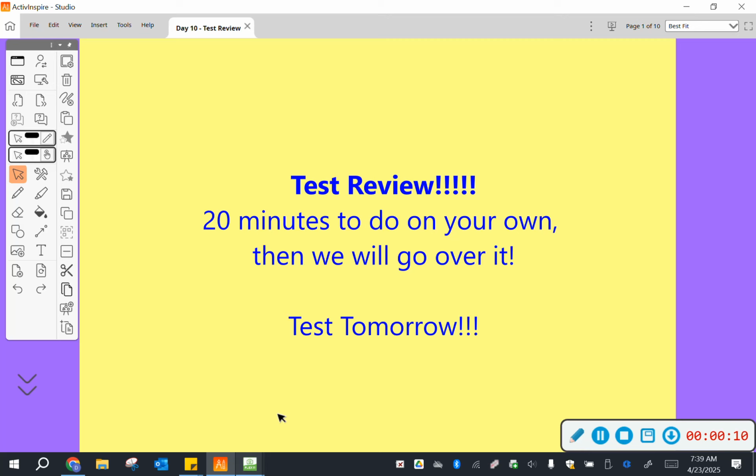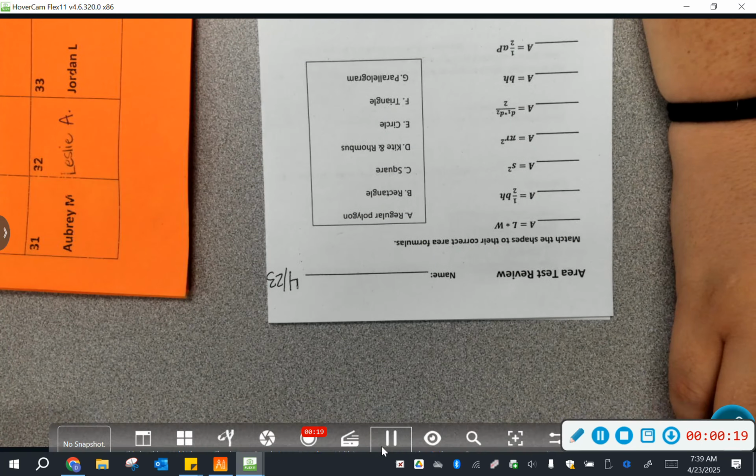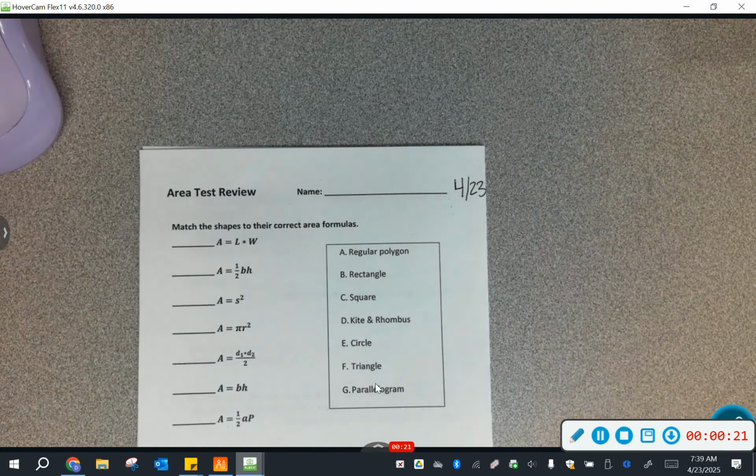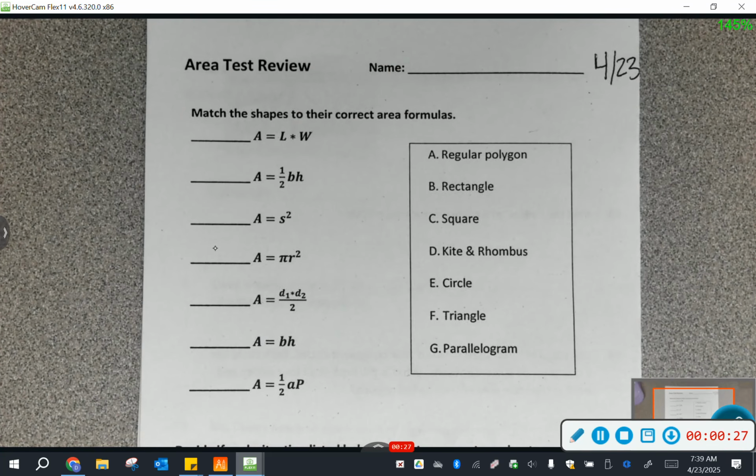So for your test, I'm going to go over the review now with you. Some of them I'm going to go through fast, and other ones I'm going to go through in detail. For the first ones, you will be given these equations tomorrow. You do not have to memorize them.